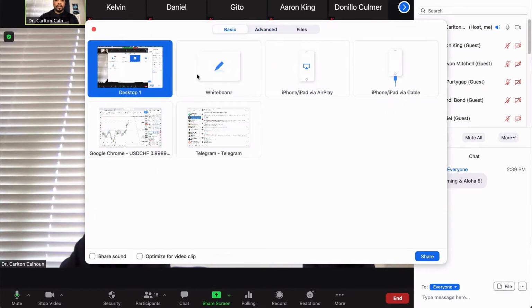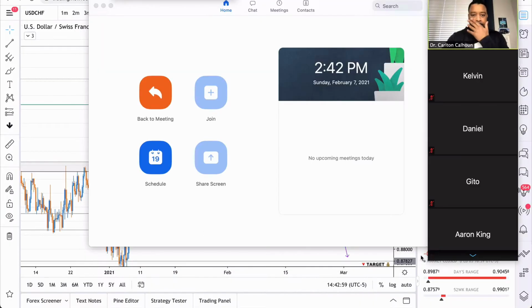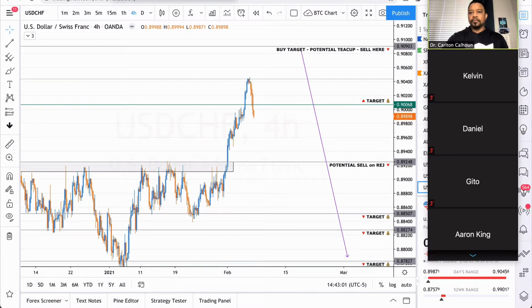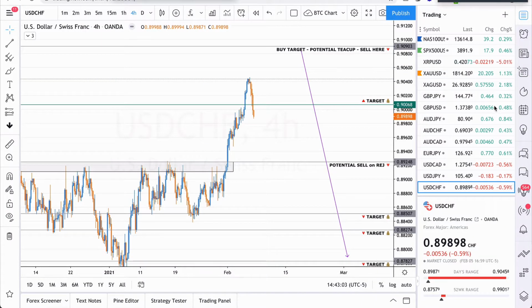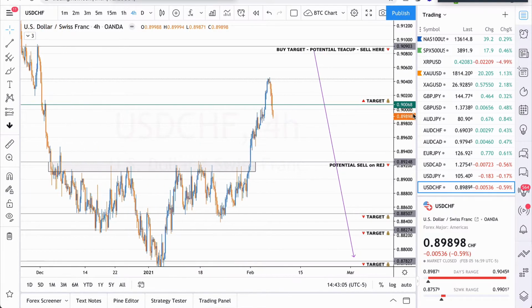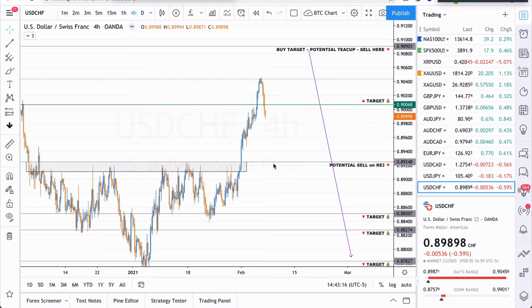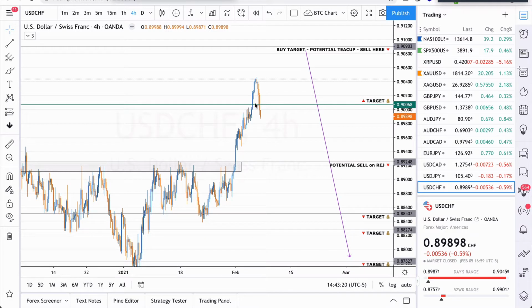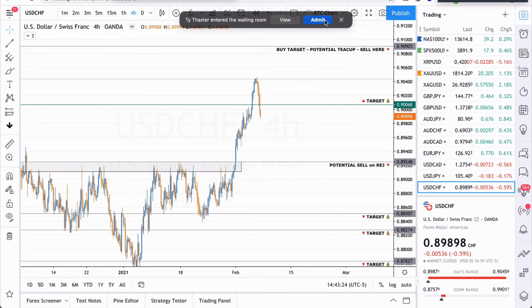Let's go ahead and get to it. We're going to start from the bottom. Remember last week we marked up, this was USD CH, the US dollar against the Swiss franc. And I told you all, if it broke through, here's the target. Look what happened. Bingo! Telling y'all, people sleeping on these Sunday setups.